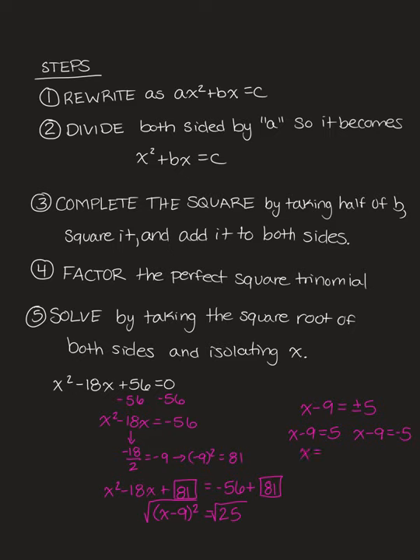So in this first case here, whenever it equals a positive 5, add 9 to both sides, my mistake, and you will get 14. If you add 9 to negative 5, you will get 4. So your solutions are 4 and 14.